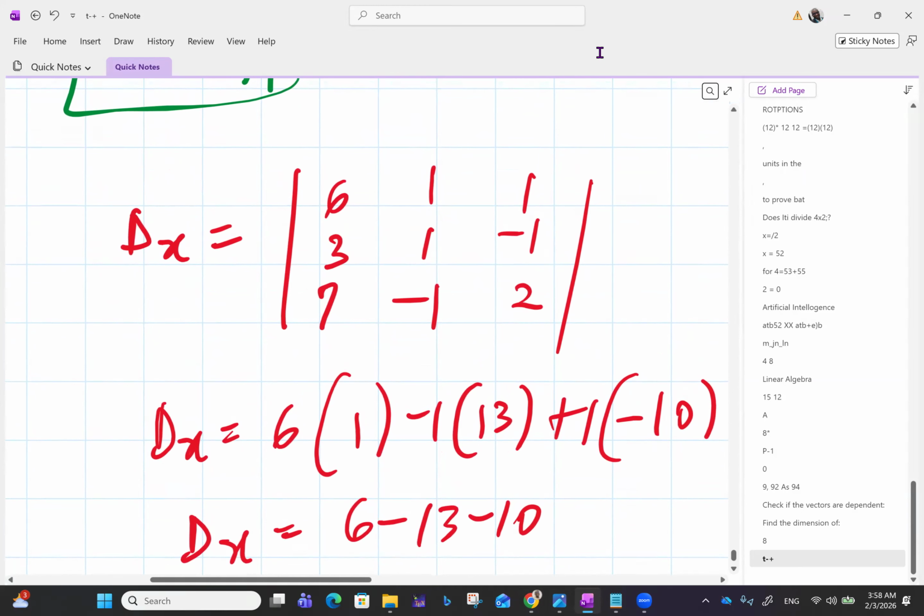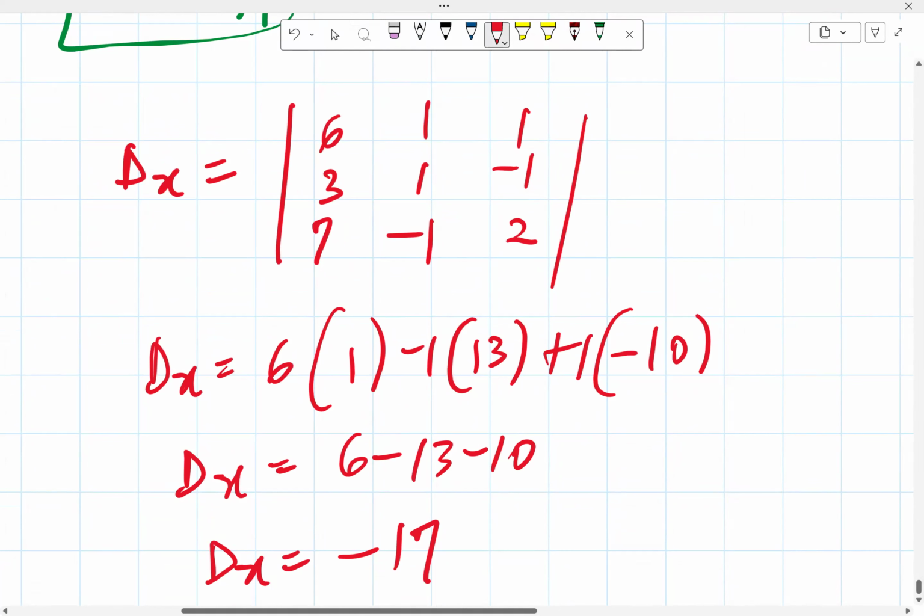So I go 6 into cover this and this. That is 1 times 2, 2. 2 minus 1 is 1, yes. Then minus 1 into cover this and this. 3 times 2, 6. Yeah, 6 plus 7, yeah, 13. Okay. Then lastly, plus 1 into 3 times 2, 6. No, plus 1 into minus 3 minus 7. That's minus 10. So this is 6 minus 23.